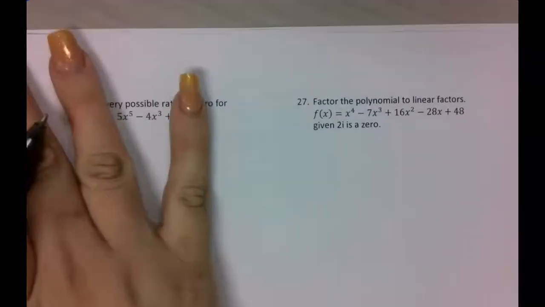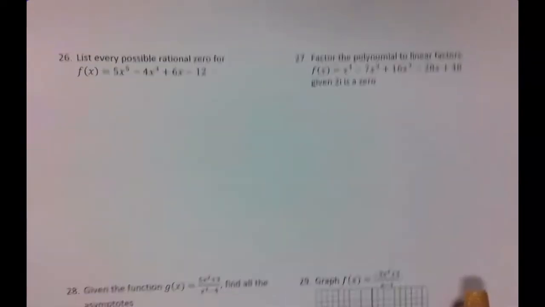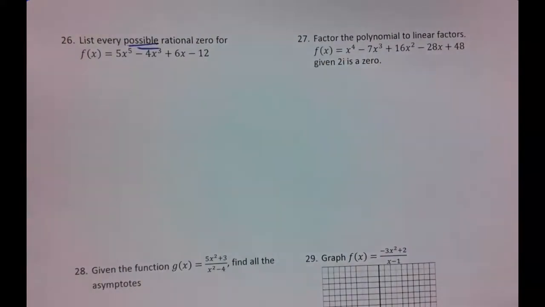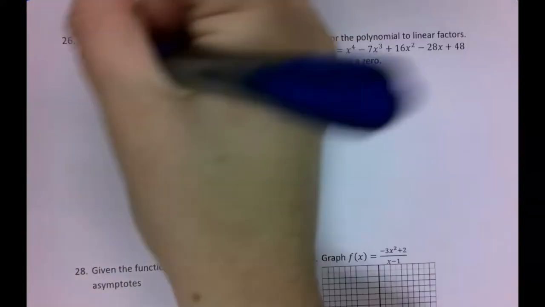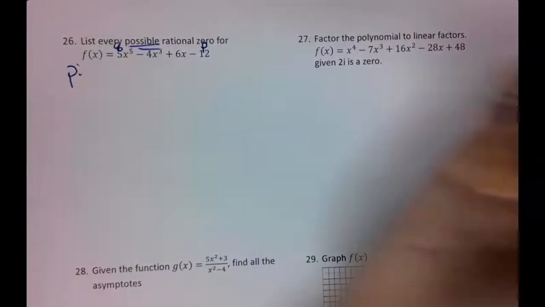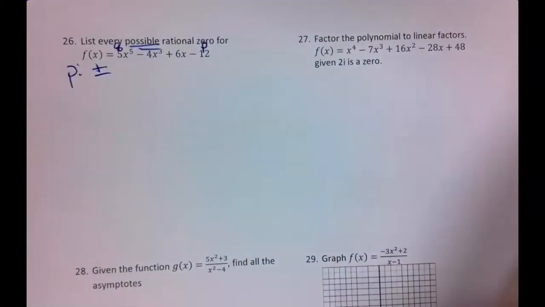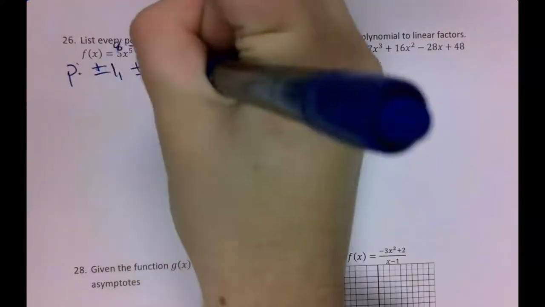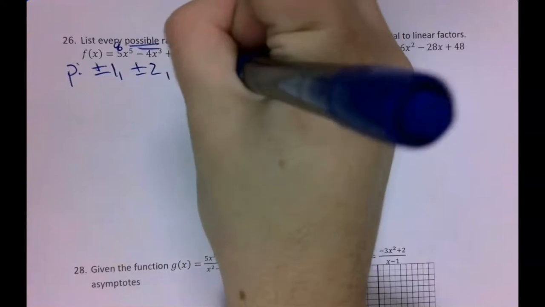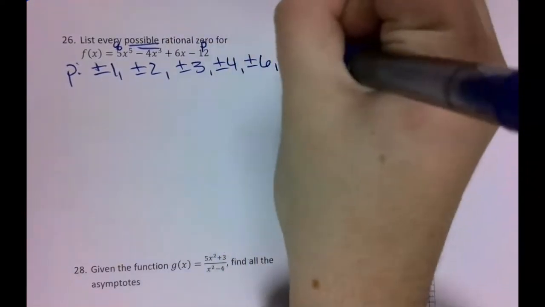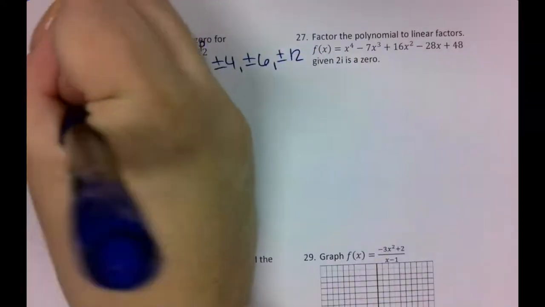This next one wants me to list every possible rational 0 for this. I'm not looking for the actual zeros here. I'm just looking for the possible rational zeros. This is the PQ test. So P is my end value. Q is my first value. I'm going to start off by finding my factors of my end value. All of these should have plus and minus up front. So I'm going to have plus or minus 1, plus or minus 2, plus or minus 3, plus or minus 4, 6, 12. Then Q is my leading coefficient.